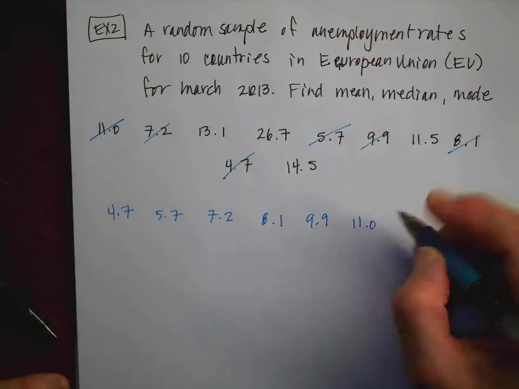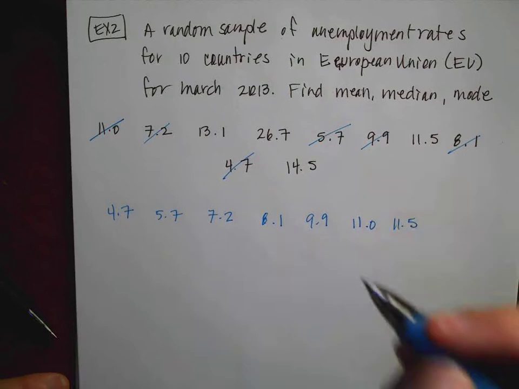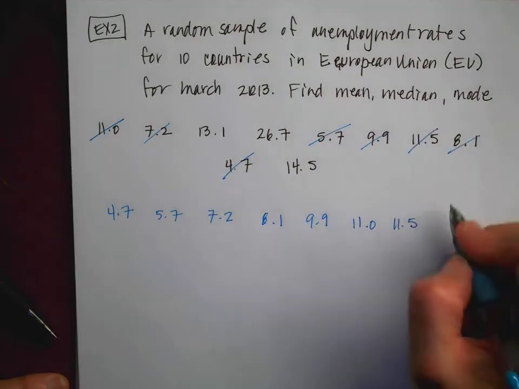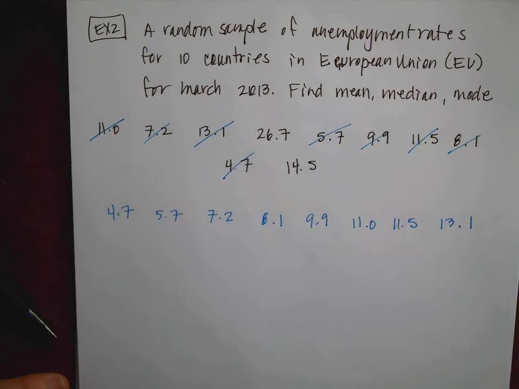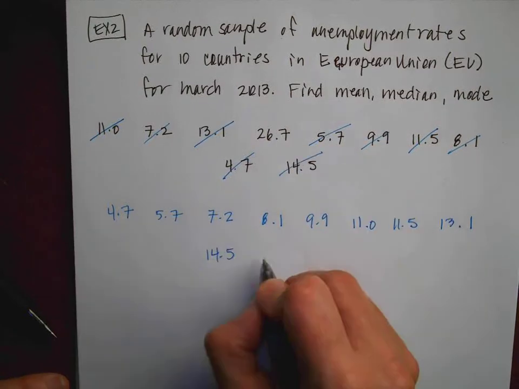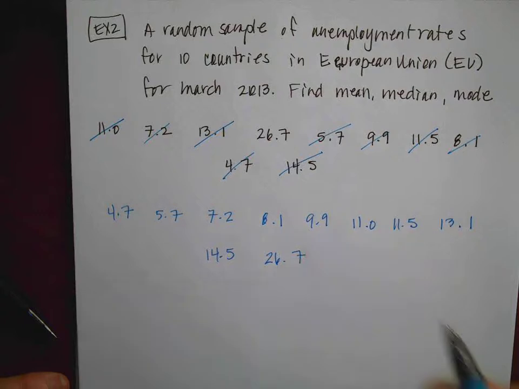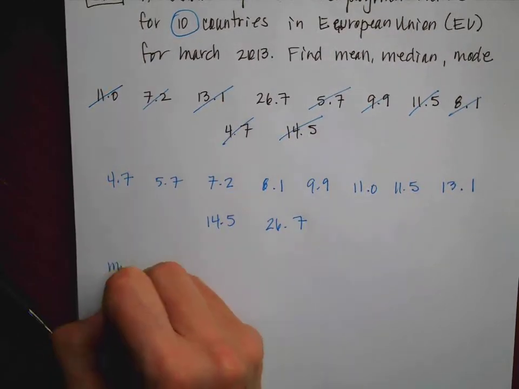And then my next number is 11.0. And then I have 11.5. Where'd my 11.5 go? There he is. And then I have 13.1. Okay. And then I have 14.5 and then 26.7. So in this one, I have an even number, so that means that the median is going to have to be the average of two numbers.